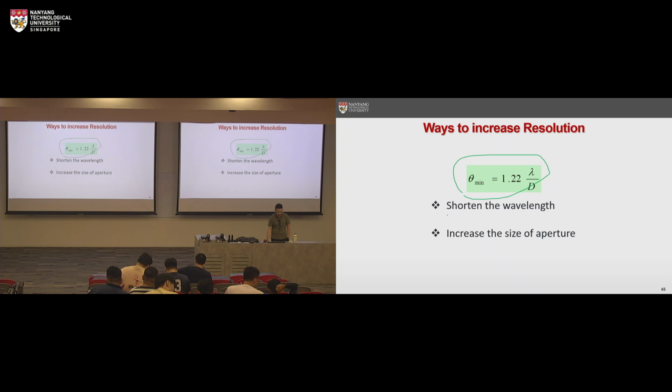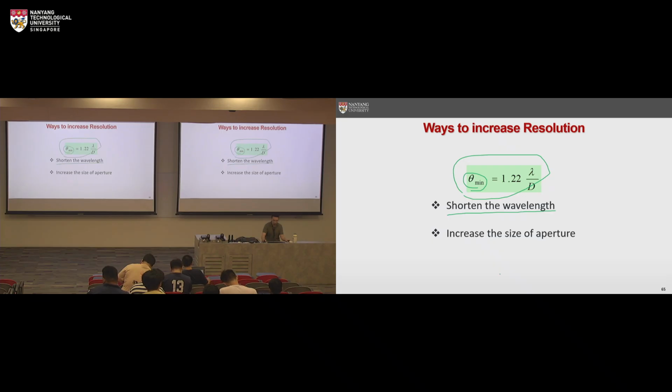If you want to increase the resolution, which means that you want to make this as small as possible, right? So increasing resolution doesn't mean you want the angle to be as big as possible. Increased resolution means that you want to have a better resolution, which means that the smaller the angle, the better, which means you can resolve under a very, very small angle. So in order to get a smaller minimum angle, one method you can do is to shorten your wavelength.